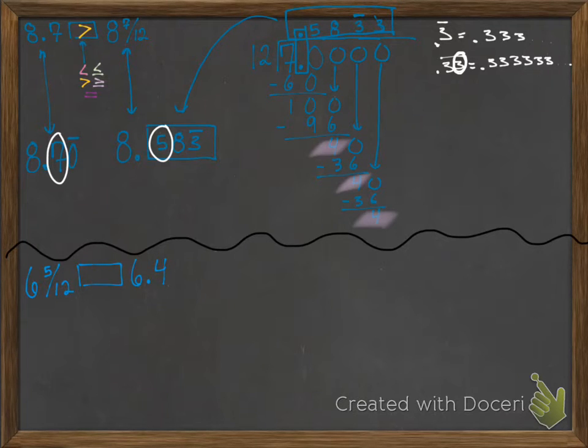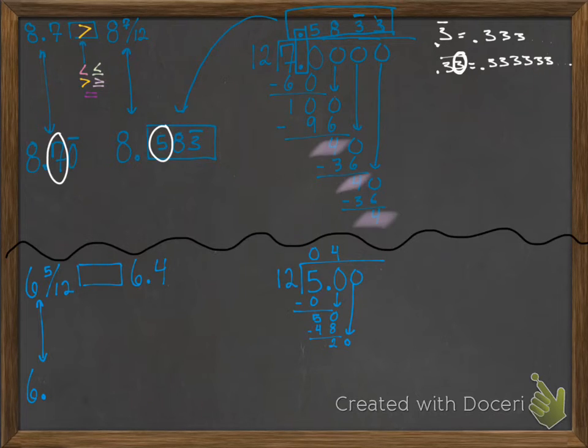6 and 5/12 versus 6 and 4/10. So 6 and 5/12 is 6 point something. So let's find that point something. 5/12 means 5 divided by 12. Can't pull a 12 out of 5, so let's make it 5.0. 12 goes into 5 0 times. 0 times 12 is 0. 5 minus 0 is 5. Bring down the 0. How many times does 12 go into 50? 4 times. 12 times 4 is 48. 50 minus 48 gives me 2.